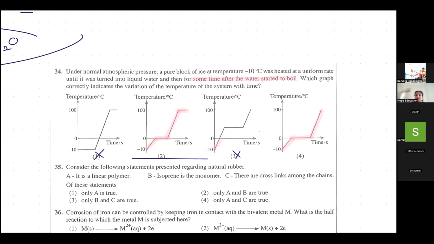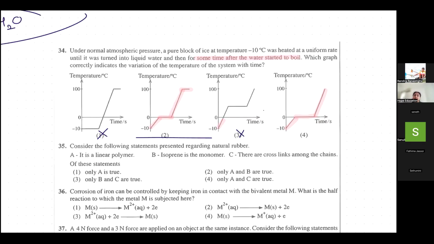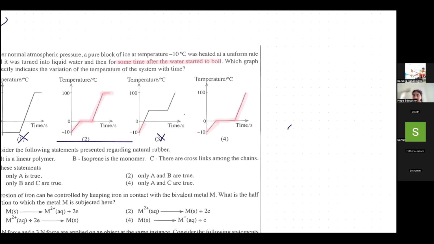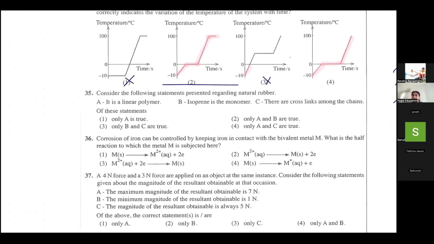Okay. Consider the following statements presented regarding natural rubber. Natural rubber, I have told you, it is a linear polymer. Isoprene is a monomer, that is also true. But are there crosslinks in natural rubber?